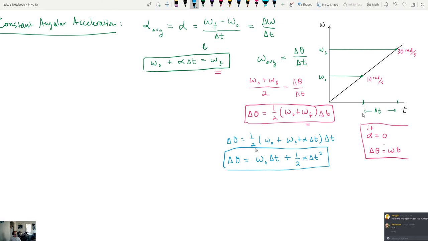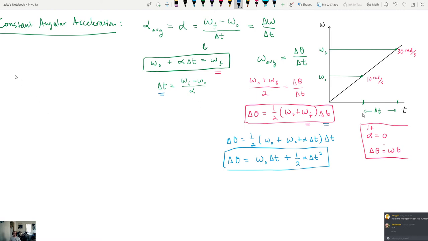And then finally we have one that's not going to have time in it. So I think the easiest way to do that one is to rearrange this equation, so it says delta t is equal to omega final minus omega initial divided by alpha. Oops. So solving this one for delta t, we get omega final minus omega initial divided by alpha. We can then take that delta t and plug it in for this delta t right here.